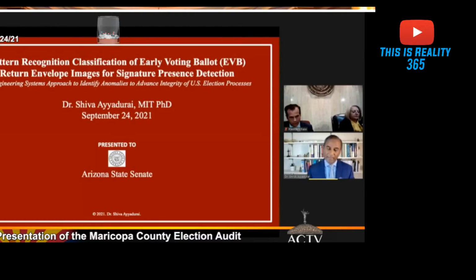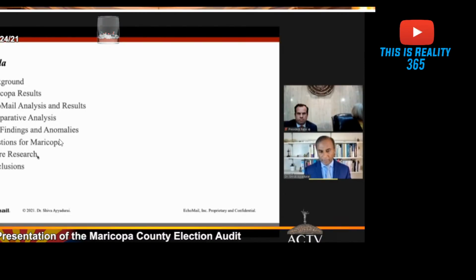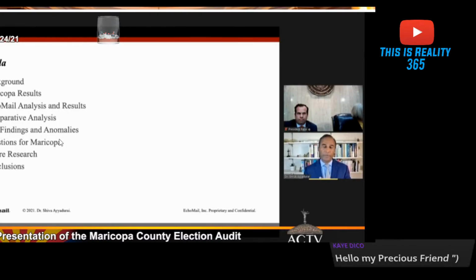And so the title, as I said, is Pattern Recognition Classification of Early Voting Ballot Return Envelope Images for Signature Presence Detection. We're not doing signature detail verification, but we're doing signature presence detection, and we're taking an engineering systems approach. So let me begin. I will go through this agenda. We're going to give a little bit of background. We're going to review the Maricopa results. We're going to go through what our analysis resulted in, and then compare them, and then report on some of the key findings and anomalies, and then also raise questions for Maricopa officials, and then propose some recommendations.